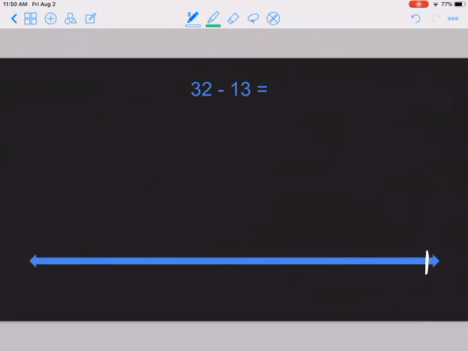Our problem now is 32 minus 13. So we're going to start with 32 right there, and we're going to subtract 13. I'm going to decompose 13 into 10 and 3. Now, let's take away our 10 first, because that's going to help us jump back our bigger numbers. I think starting with the tens is easier for me. You don't have to do that, but I like doing the tens first.